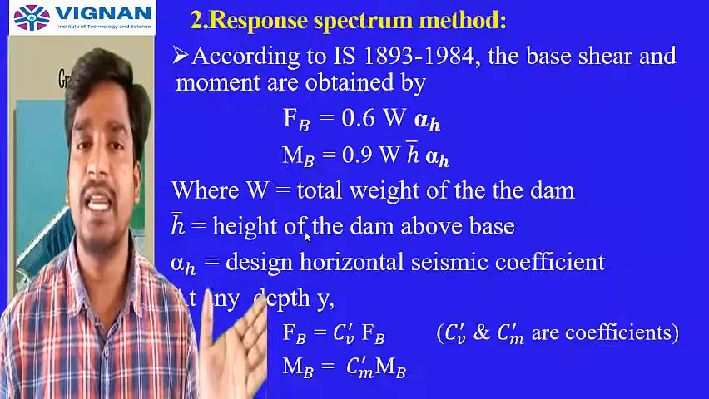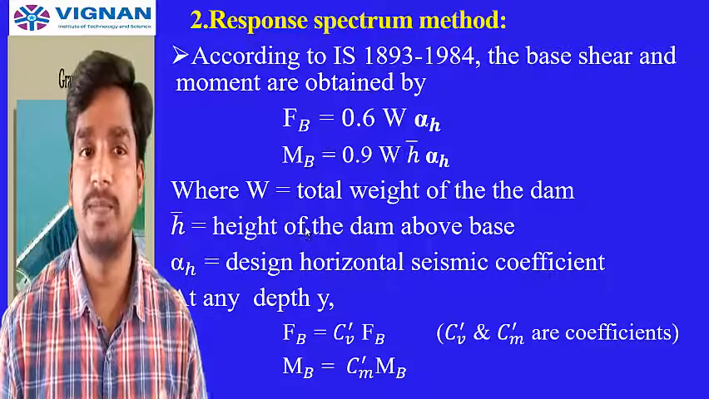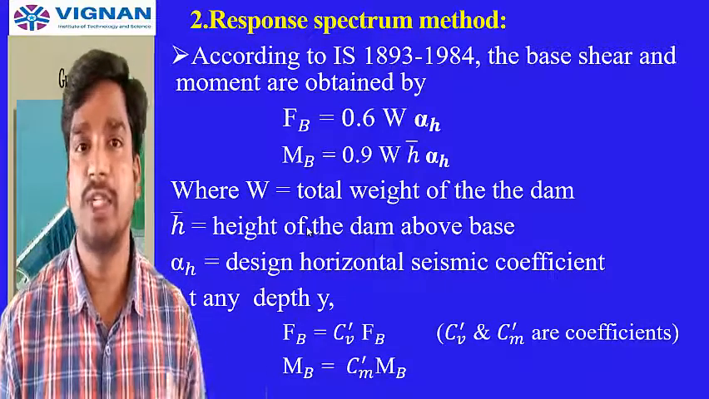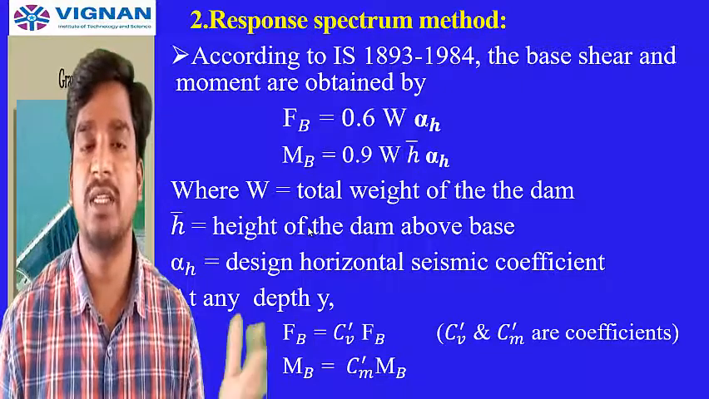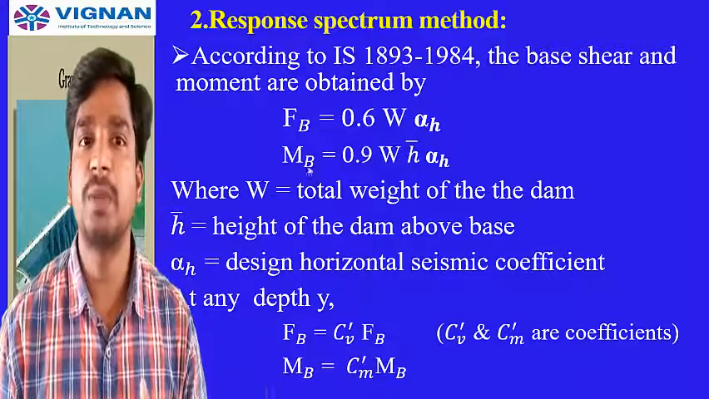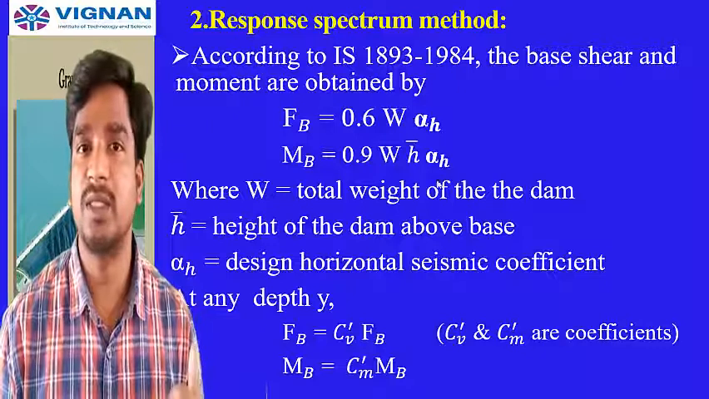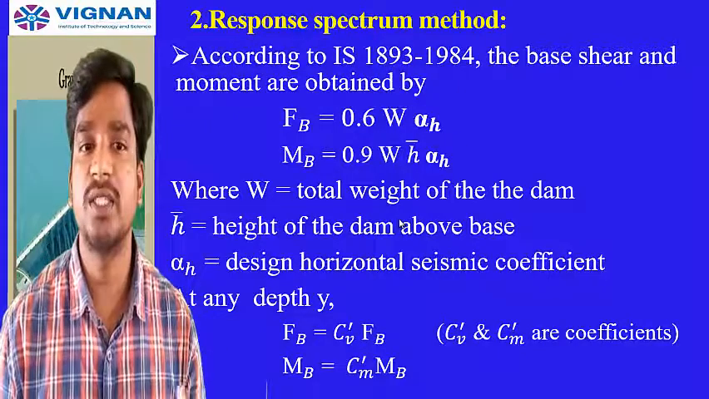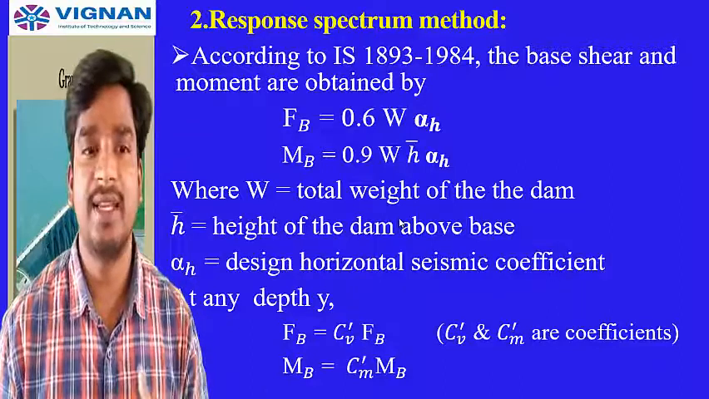Now, so that we have calculated by using the seismic coefficient method. Till now we have seen the seismic coefficient method. So by using the seismic coefficient method, we have calculated these two. Now with respect to the response spectrum method, how these horizontal inertia forces are calculated, let us see.